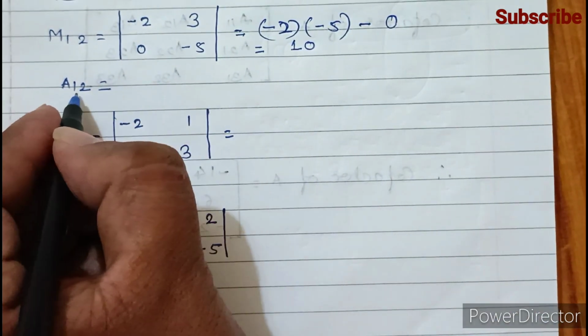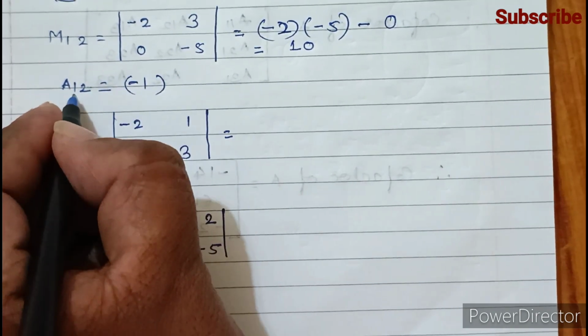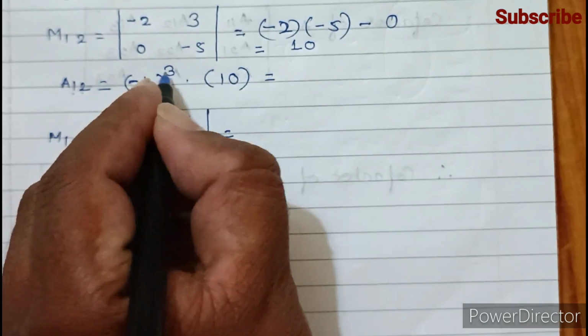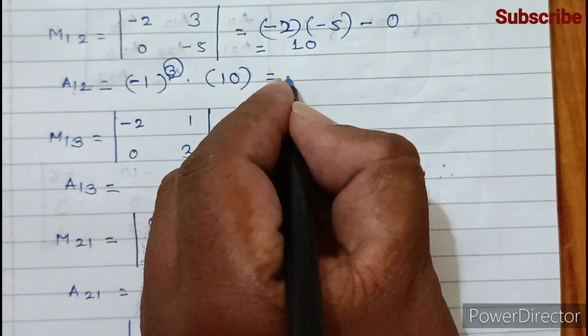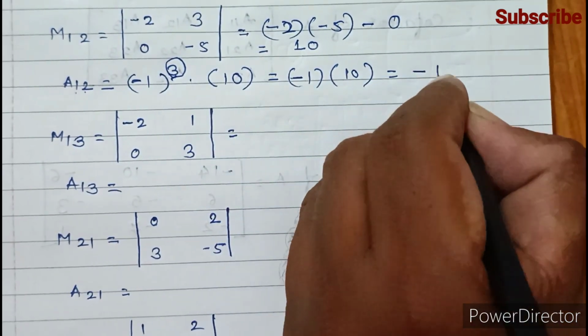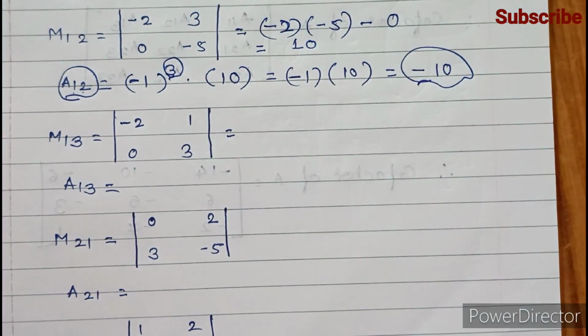Now here cofactor of a12, that is minus 1 to the power 1 plus 2, that is 3, into this 10. Here minus 1 to the power odd number, therefore minus 1 into this 10, it will become minus of 10. Therefore the value of A12 is minus of 10.